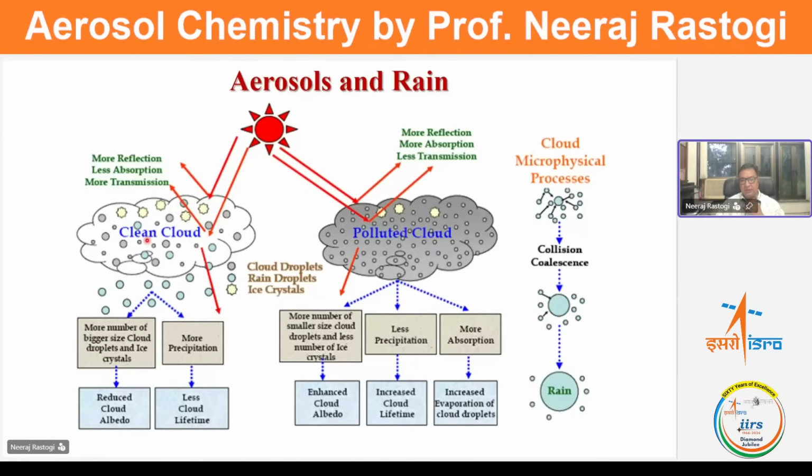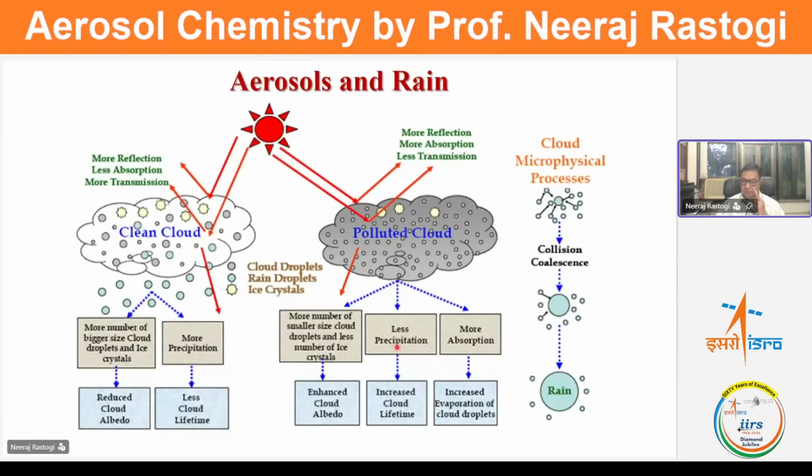Now, see, this is a clean cloud, this is a polluted cloud. What does that mean? So you have some amount of water vapor available in both the cases. And if you recall, I told you that aerosols are seeds for cloud. But if you are putting too many seeds, what will happen? The amount of water will be distributed over a larger number of seeds. Then the droplets which you are forming will become smaller. So a larger number of smaller cloud droplets are formed, and fewer ice crystals are formed. That will cause less precipitation.